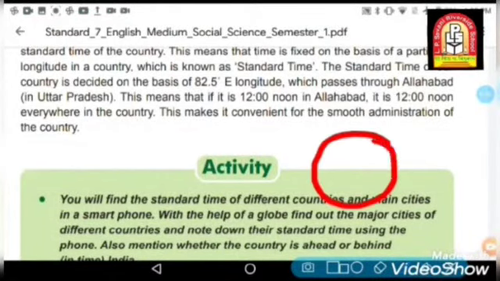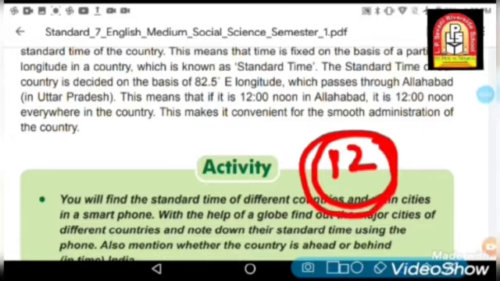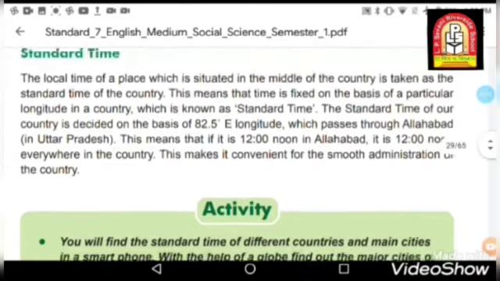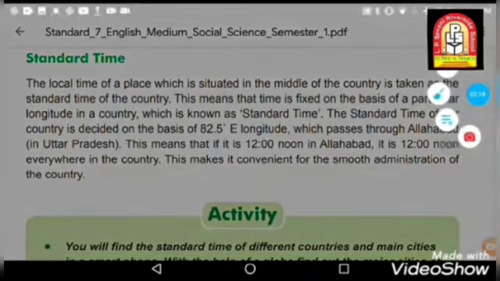Now, this is our country, right? So how will we decide the time of our country? Basically, the standard time is decided by the center part, right? For example, here the time is 12 o'clock, right? So this time will be followed by the whole country, right? So everywhere the time will be 12 o'clock at this time, no matter what the longitudes are.